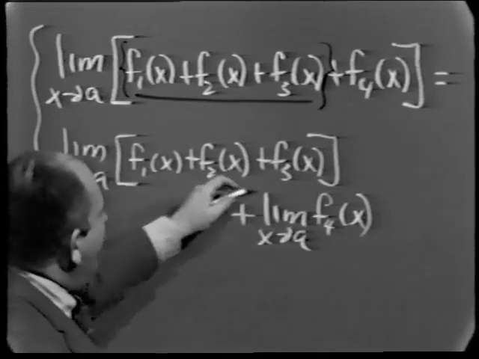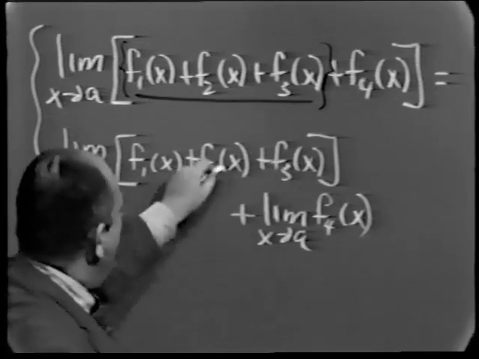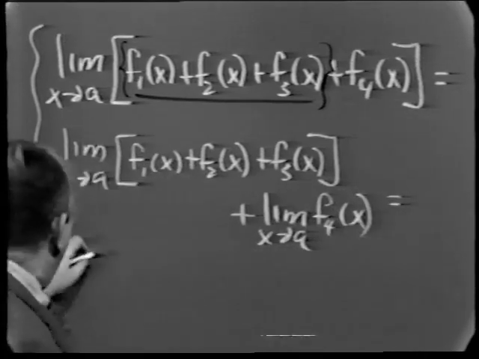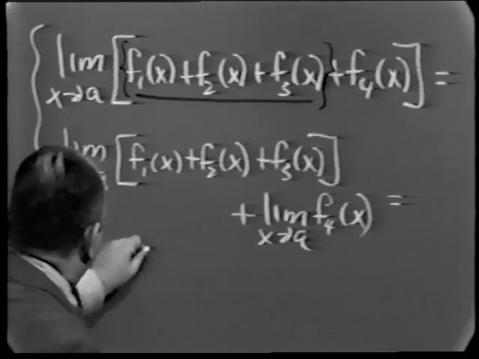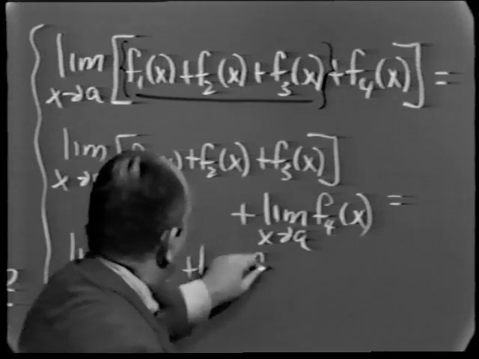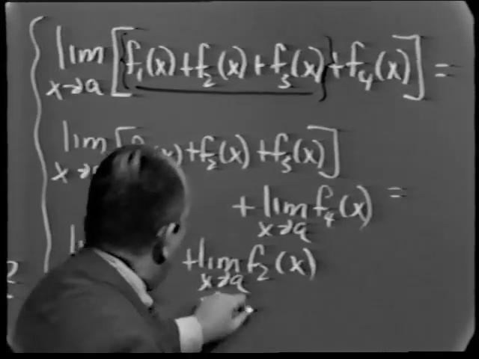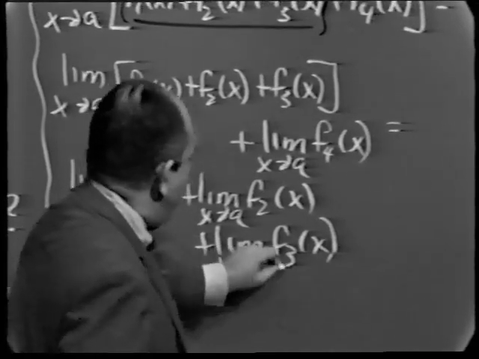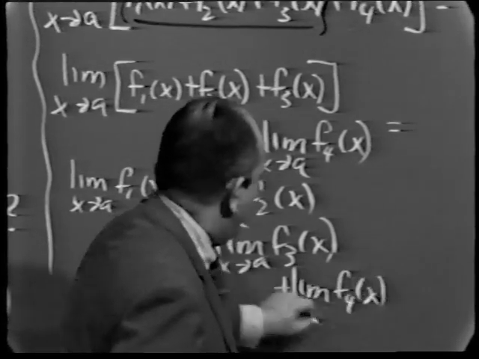Now you see our previous case told us that the limit of a sum is equal to the sum of the limits if you have the sum of three functions. That's exactly what we have over here. And now you see we can say this is the limit of the first as x approaches a, plus the limit of the second as x approaches a, plus the limit of the third as x approaches a, plus the limit of the fourth as x approaches a.